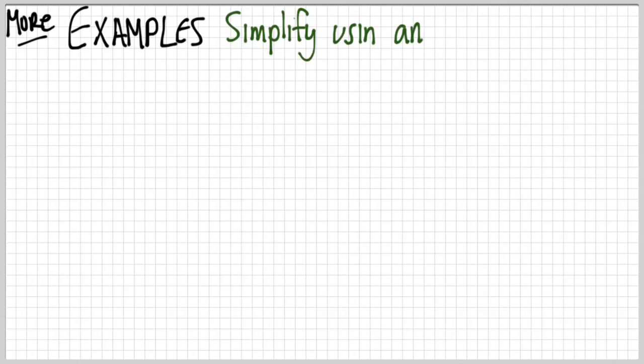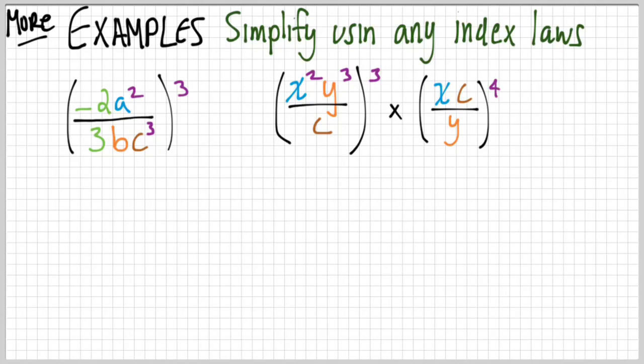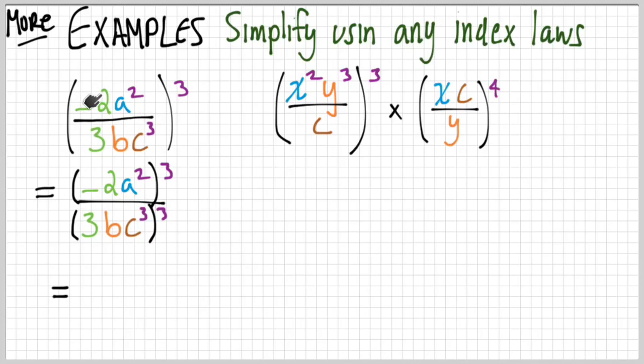Okay, more examples. Woohoo! Let's simplify some more expressions using any and all index laws necessary. Okay, these are some pretty big ones. Lots of stuff going on, all kinds of colors. Okay, so we'll start with this one. First thing we notice is we've got a fraction raised to a power. Okay, so we're going to have the top, right, negative 2a squared, we can take that and put it in brackets and raise it to that power. And we take the bottom, 3bc cubed, all raised to that power. All right, so that's using index law 5.